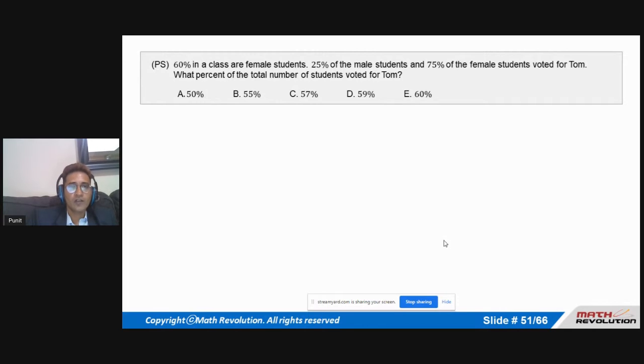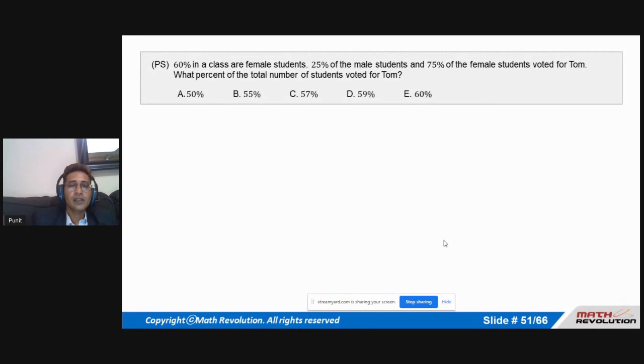We have this question that will be coming for a 2 by 2 table maybe. It says 60% in a class are female students, 25% of the male students, and 75% of female students have voted for Tom. If they're talking about male and female, they're talking in terms of percentages. So there are people who have not voted. Two words: voted, not voted.